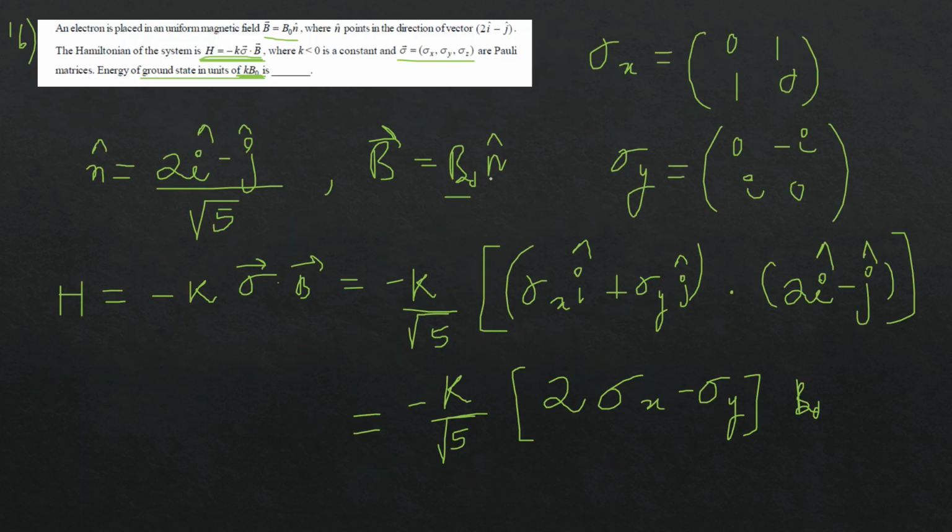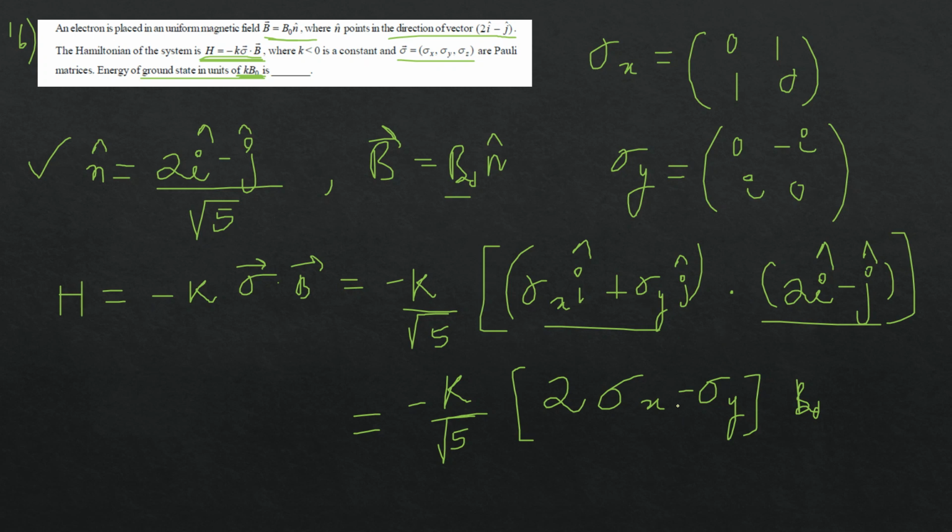Here the Hamiltonian is given, and a uniform magnetic field is given: B is equal to B naught n cap, in the direction of this vector. First of all you have to find the unit vector. Then H is equal to minus K sigma dot B. Put the values of sigma x i cap plus sigma y j cap. Sigma x is 0 1 1 0, sigma y is 0 minus i i 0, and the B vector is 2 i cap minus j cap. So this is your 2 sigma x minus sigma y.